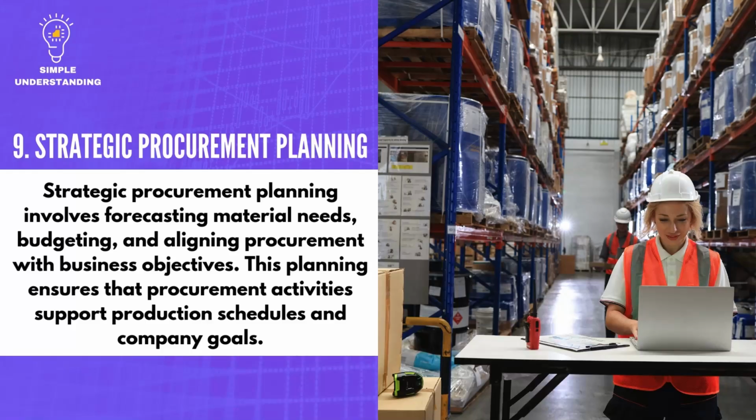9. Strategic procurement planning. Explanation. Strategic procurement planning involves forecasting material needs, budgeting, and aligning procurement with business objectives. This planning ensures that procurement activities support production schedules and company goals.